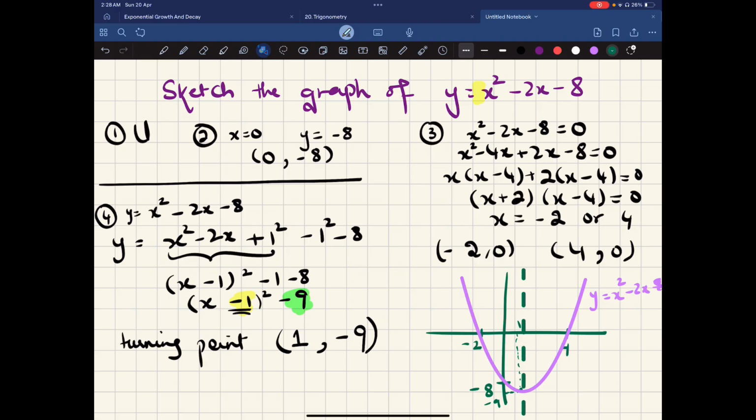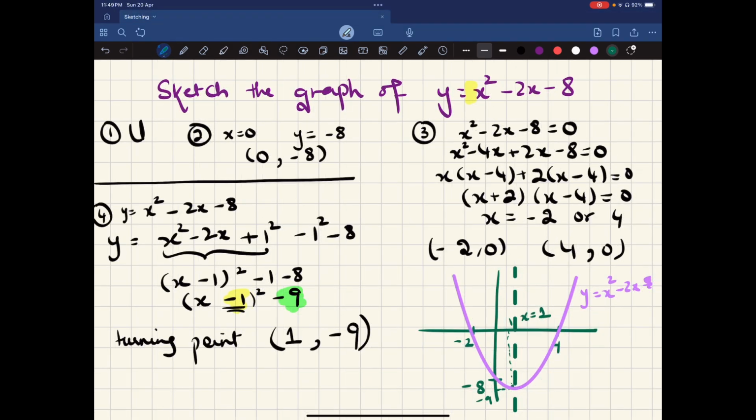the line which is crossing the x-axis at 1. x is equal to 1 is going to be the line of symmetry. So that's how simple it is to sketch the graph of a quadratic.